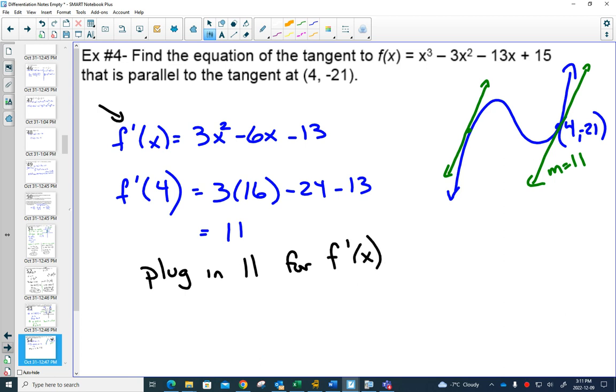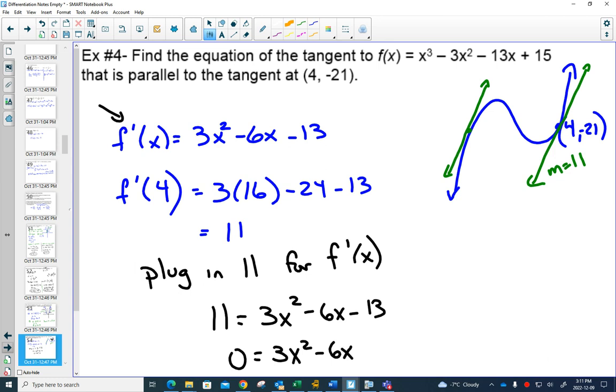So what we can do in that equation is plug in 11 for the slope. That gives me 11 equals 3x squared minus 6x minus 13. A quadratic equation. How do you solve quadratic equations? You make one side equal to 0. 0 equals 3x squared minus 6x, move the 11 over, minus 24.